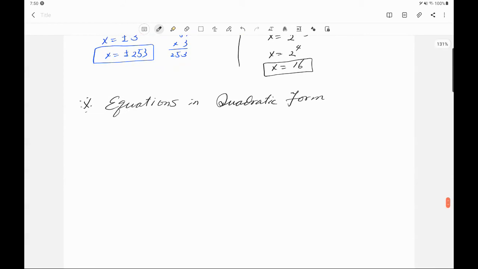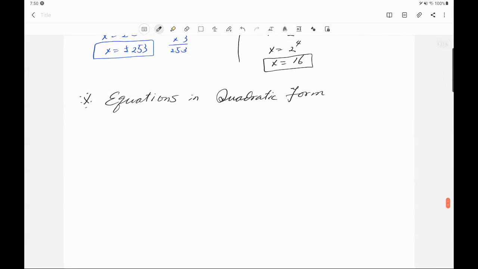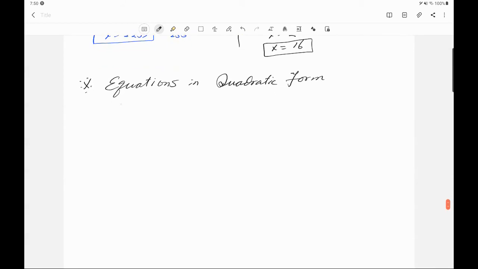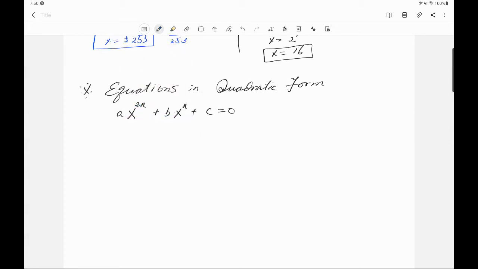The next example is equations in quadratic form. Quadratic form means here is a coefficient a, and then x to the, let's say the exponent is 2n, plus b times x to the n, plus c equals 0. Look at this. The second term, the smaller degree term, is n, and the larger degree is 2n.